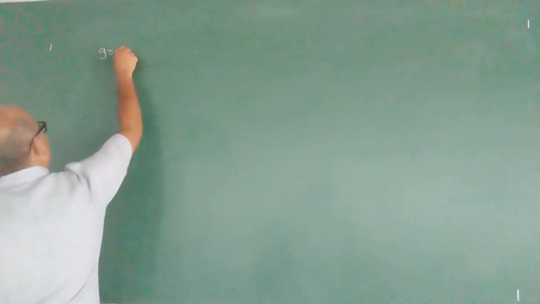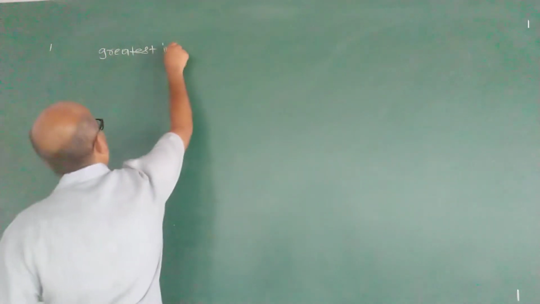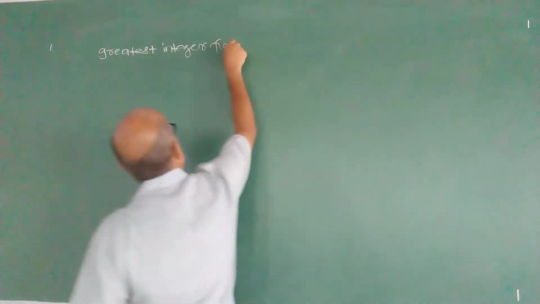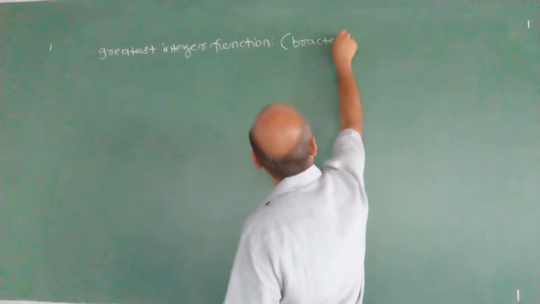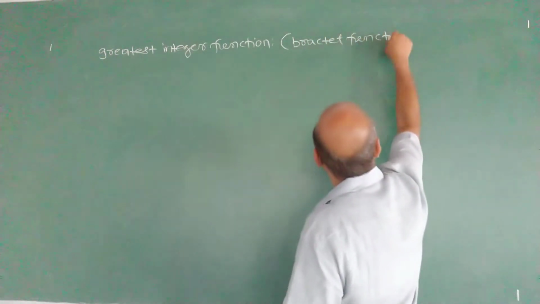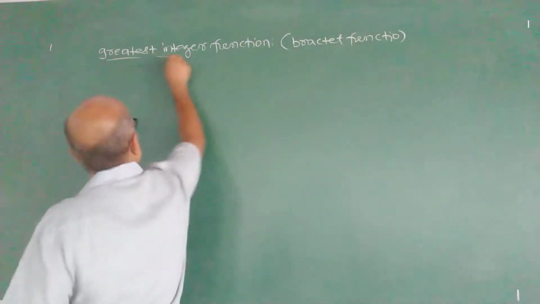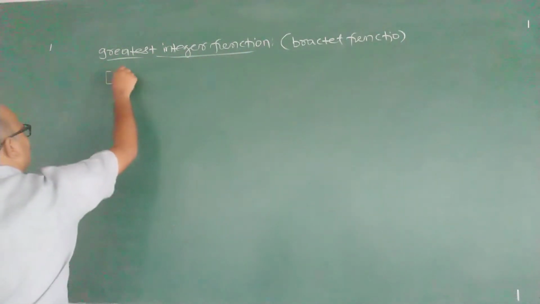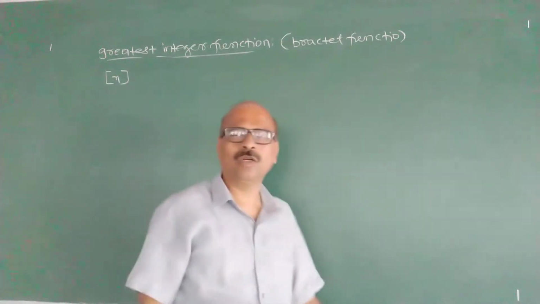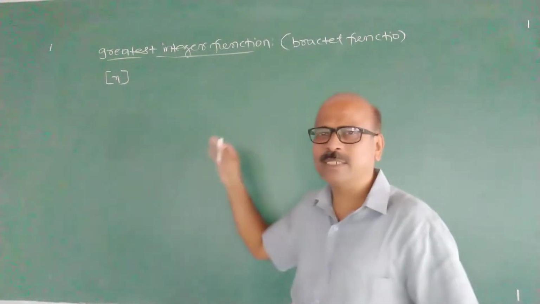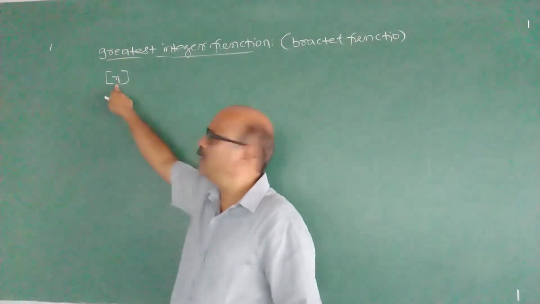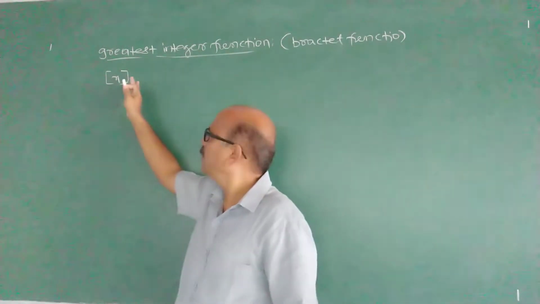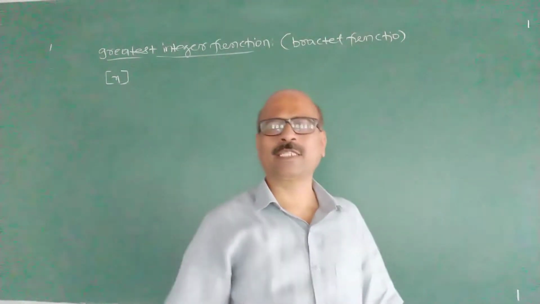Now, what is greatest integer function, or it is called bracket function? You know the definition of this greatest integer x. You have already studied this one. This greatest integer x means it is the greatest integer x. It denotes an integer which doesn't exceed that x.